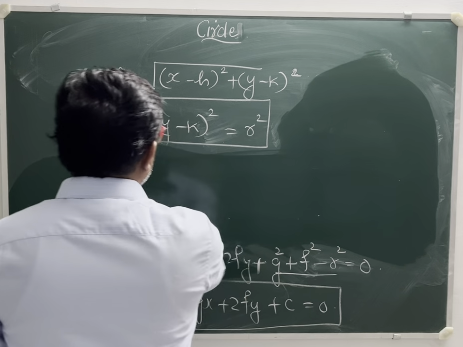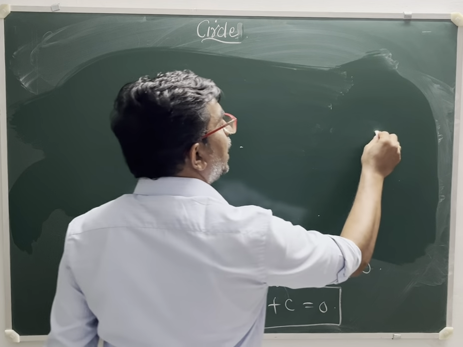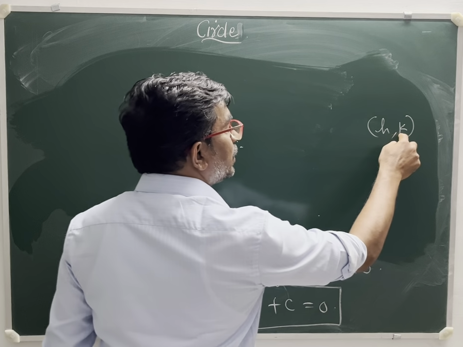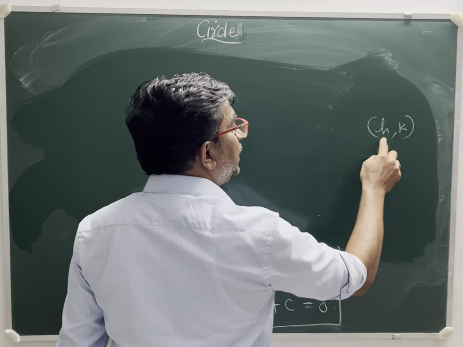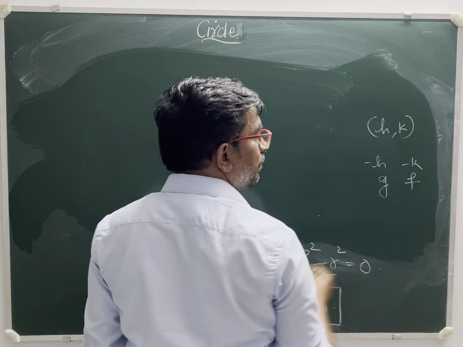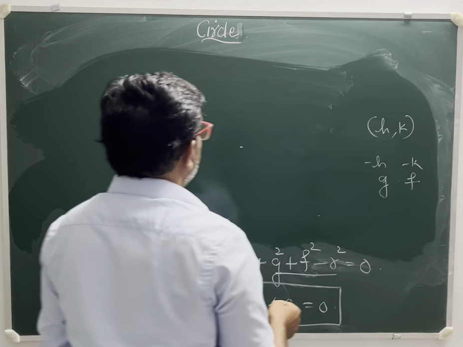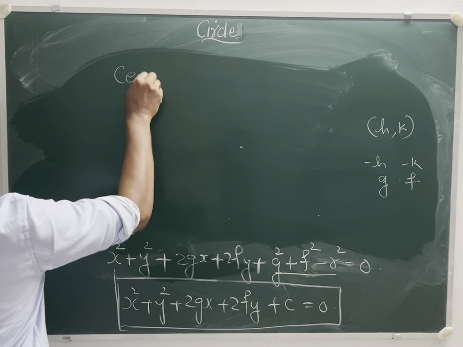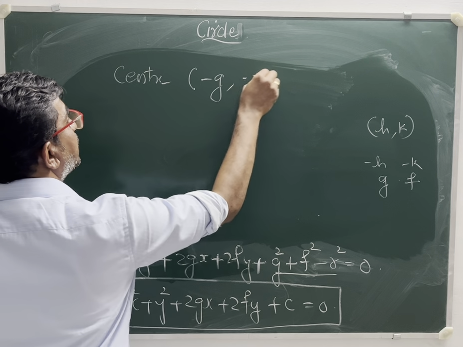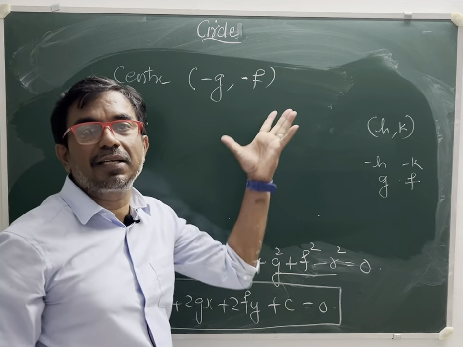From here, see, you remember, when I started, the center of the circle was h, k. With that only I formed the equation. This h, k was replaced by what? G. When minus h and minus k you replaced with g and f. So g and f are not directly h and k, they are negative. So the center of the circle will be minus g comma minus f. I will show with an example how to get this answer easily.